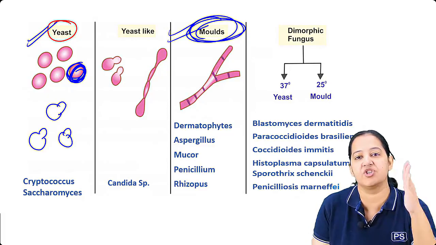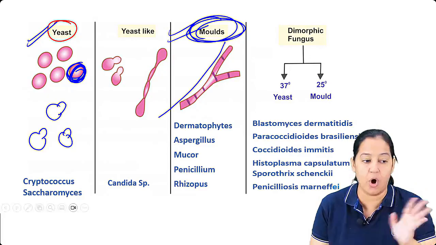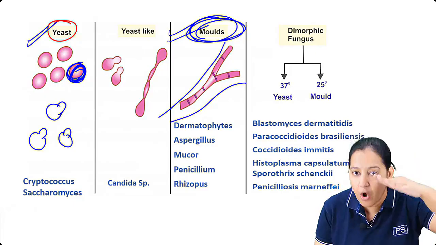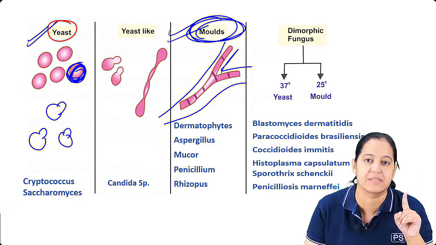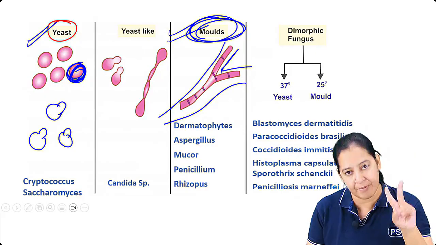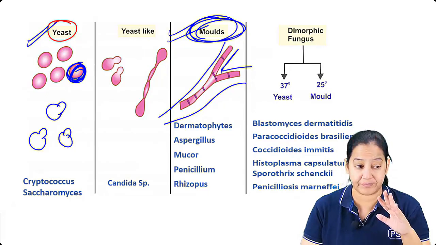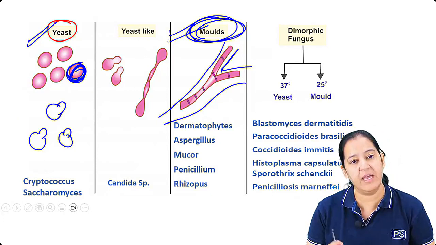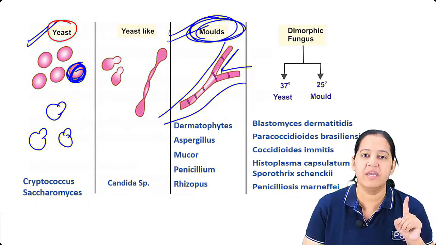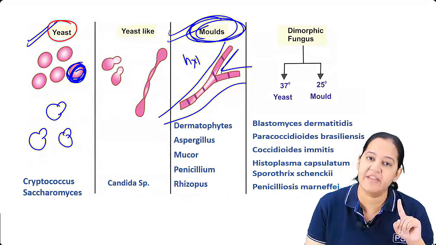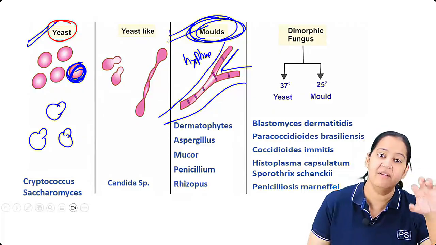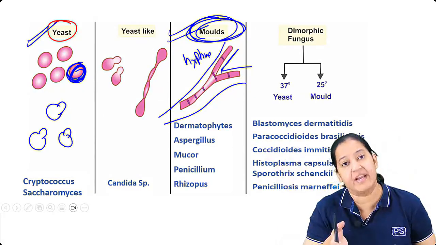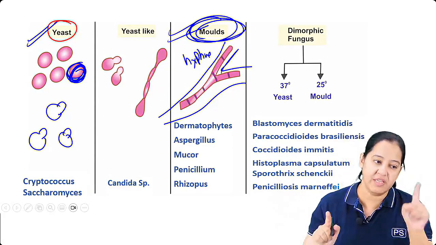What are molds? The shape is elongated, not spherical. Number 1, they have branches. They are elongated, they are branching, and they grow by hyphae formation. These branches are known as hyphae. We don't have budding, we have hyphae. So yeasts are spherical with budding, and molds are elongated with hyphae. Did you understand? So yeast and mold.